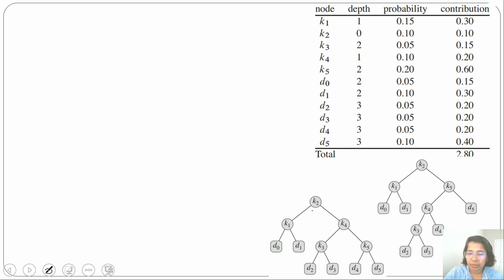This is our level 1, this is our level 2, this is level 3. Next K2 is the root, it's at level 1. 0.10 multiplied by 1, it will be 0.10. Then K3 is at level 3 or depth 2. So 0.05 multiplied by 3, it will be 0.15. Then K4 is at level 2. 2 multiplied by 0.10, it's 0.20. Next K5 is at depth 2. So 2 plus 1, it's 3, multiplied by 0.20, it's 0.60.